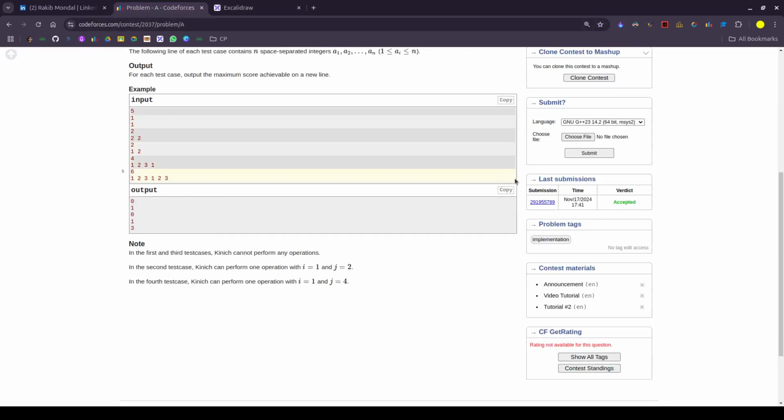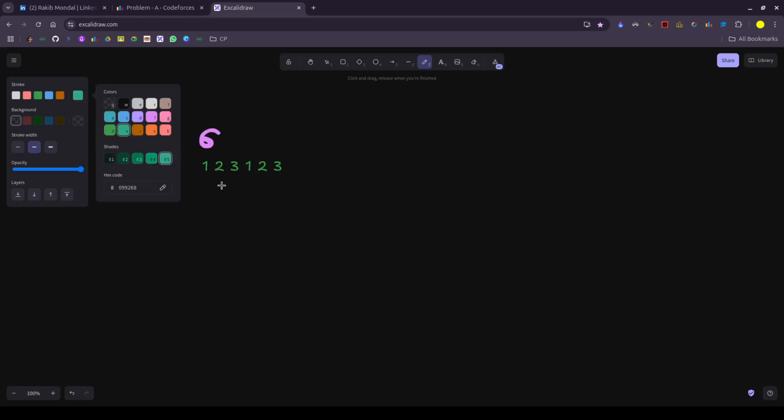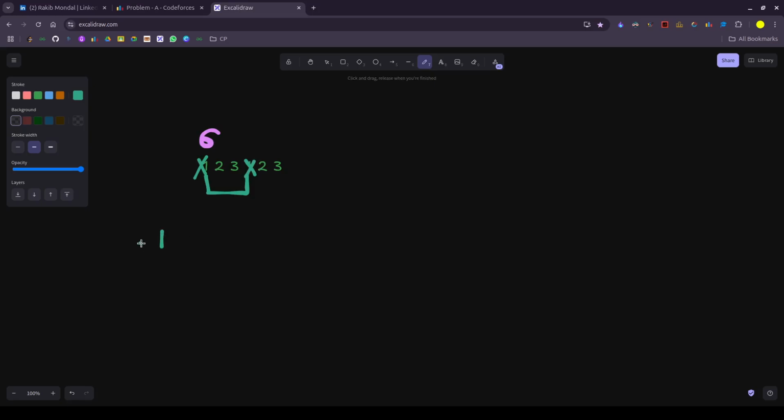Let's break down one of the test cases, then the intuition will be very clear to everyone. These are the values of the last test case. The given value of n is 6. We can just select this index and this index, mark these two indexes and add 1 to our answer. Then we can select this index and this index, mark them and add 1 to our answer. Then we can select this index and this index, mark them, and add 1 to our answer.